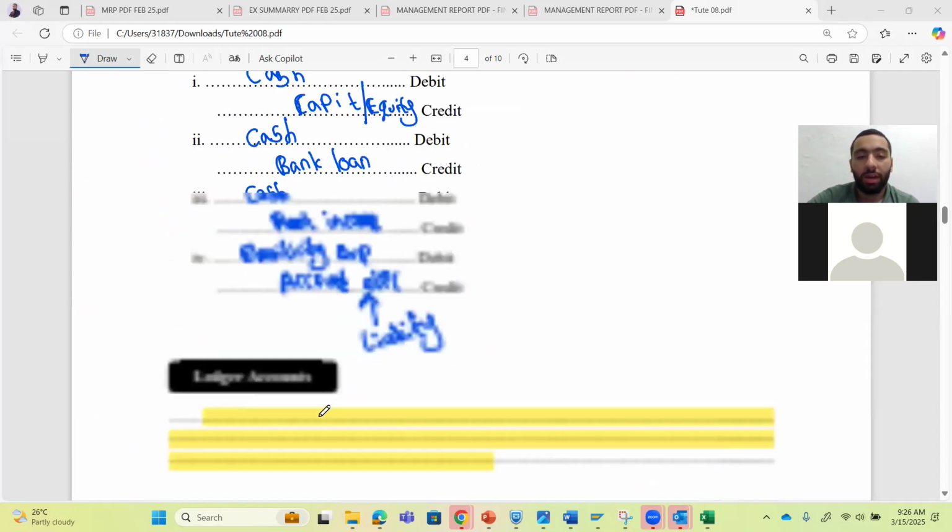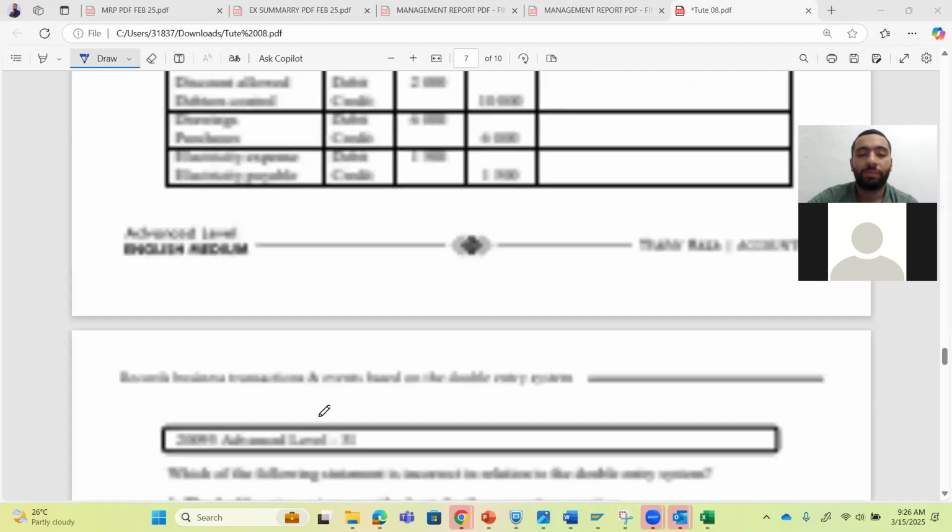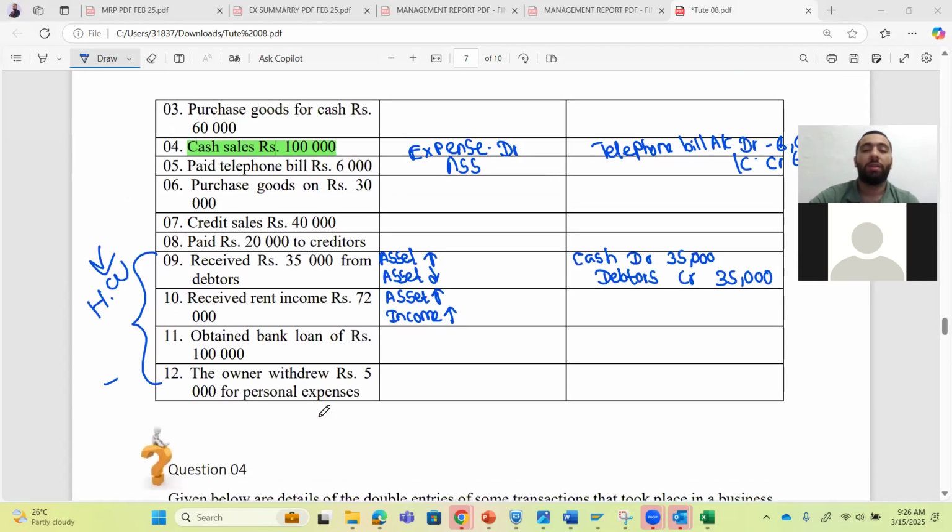Very good. Right. So let's go on to the answer. Okay. So what will happen? Cash account debit. How much? 72,000. And then rent income account credit. How much? 72,000. Right? So this is a very simple, straightforward one.